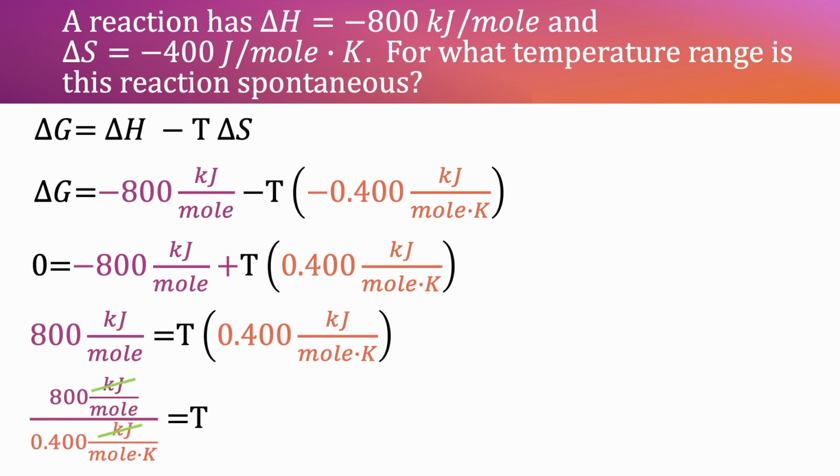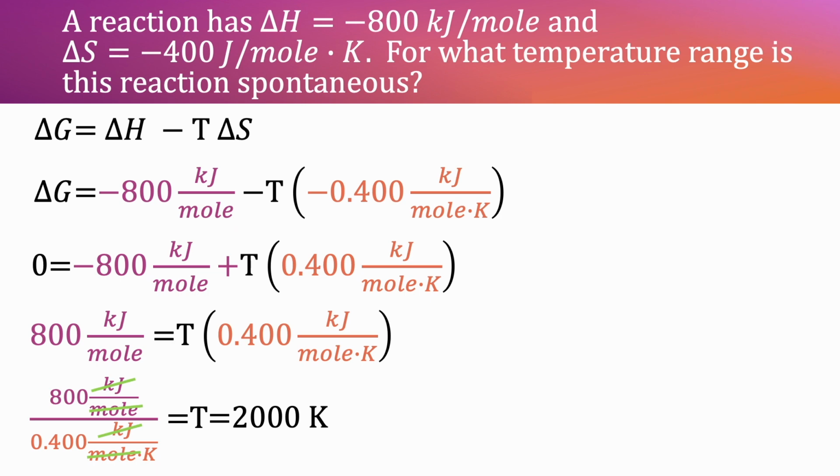We see that our kilojoule units will cancel, and our mole units will cancel, and we're left with kelvins. But notice it's in the denominator of the denominator of the fraction. So it's kind of like saying divided by one over kelvins, and that actually will flip it up to the top of the fraction. So when we take 800 divided by 0.4, we're going to get 2,000, and then that Kelvin's no longer in the bottom of the fraction, it's just in the top, so we have 2,000 kelvins.